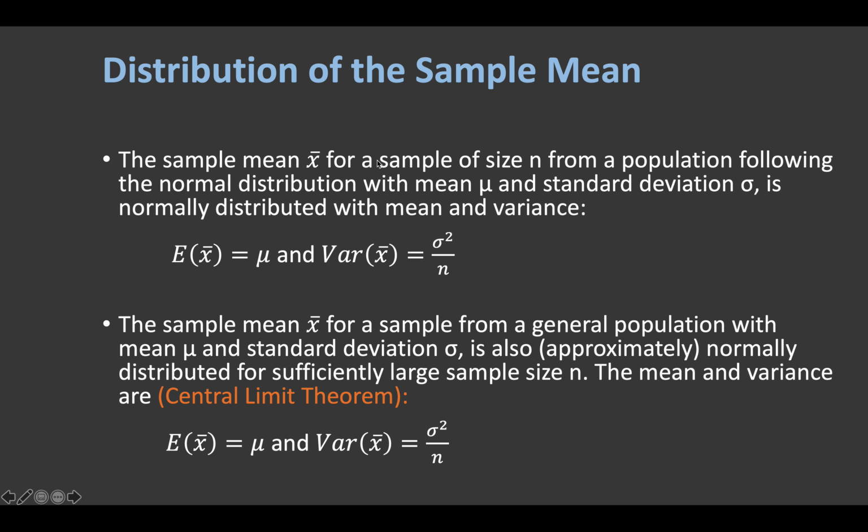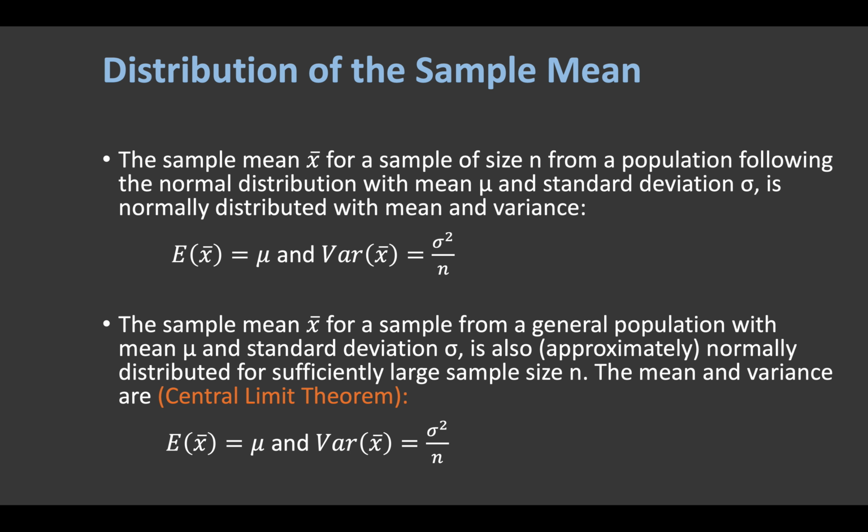So to sum up, the distribution of the sample mean, which is basically the sample mean x bar for a sample of size n from a population following a normal distribution with mean mu and a standard deviation sigma, is normally distributed with mean and variance. So basically the expected value of x bar equals the population mean, but the variance of the sample mean equals the variance of the entire population divided by n.